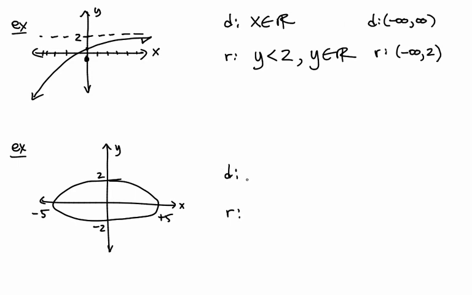For the next one, domain, well, now my x values, I can have 0 and I can get some positives, but I run out of positive graph at 5. And likewise into the negatives, I can't go below -5. There's just no graph there. So the x value can be bigger than or equal to -5, bigger than -5, or equal to it, and less than or equal to 5.